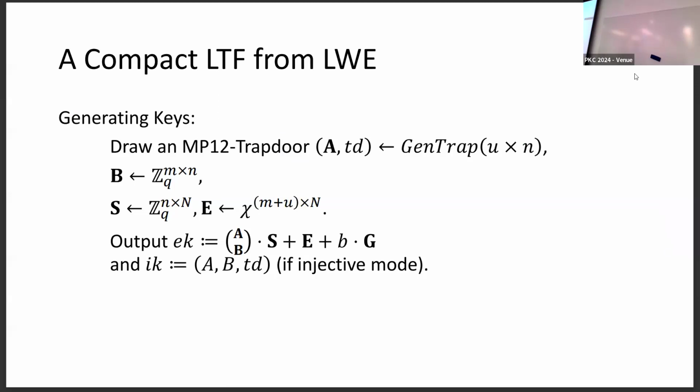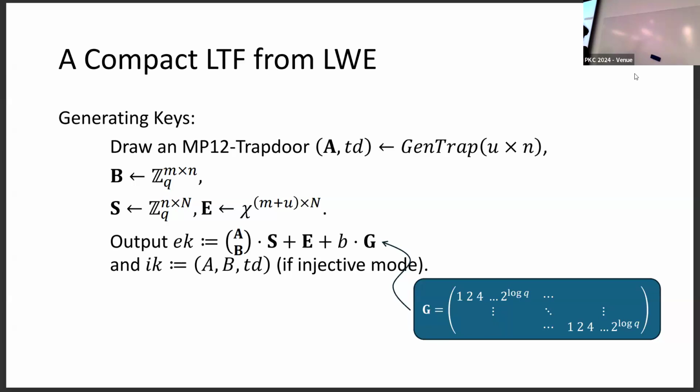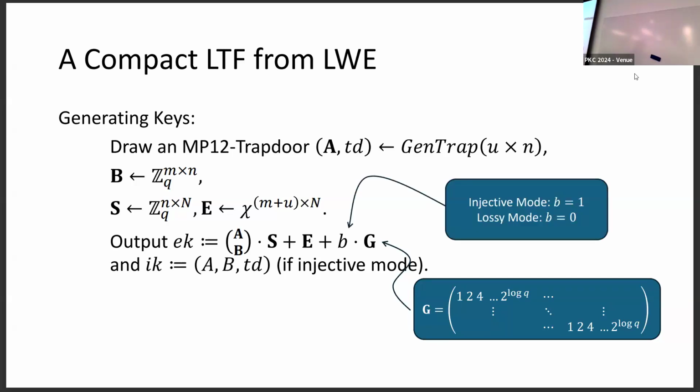It's easy, almost trivial. So if you want an LTF, we just do the following. We can generate a key. We draw a trapdoor. We draw our secret as S, and the error as E, and our evaluation key now is B times S plus E plus B times G, and I'm going to explain this. G is the gadget matrix, and B is 0 in lossy mode and 1 in injective mode. And this matrix here, that's our evaluation key.